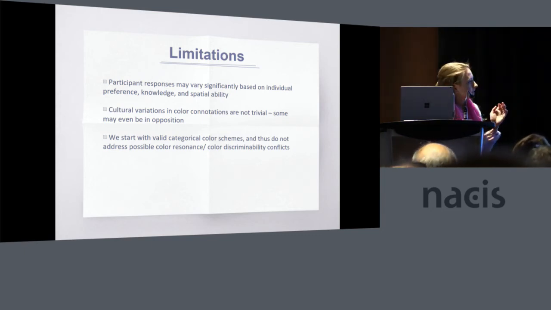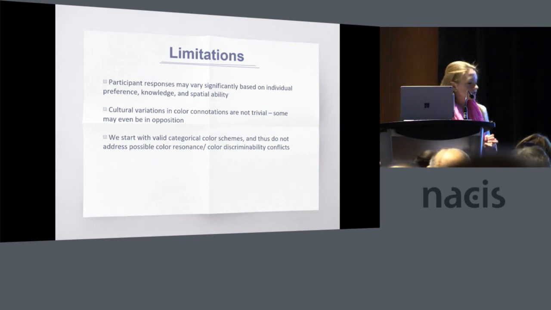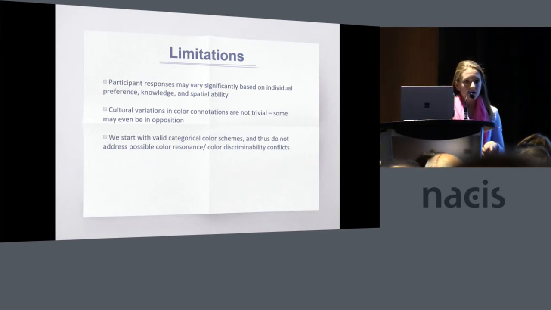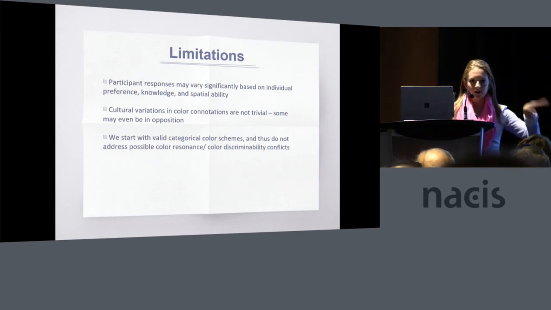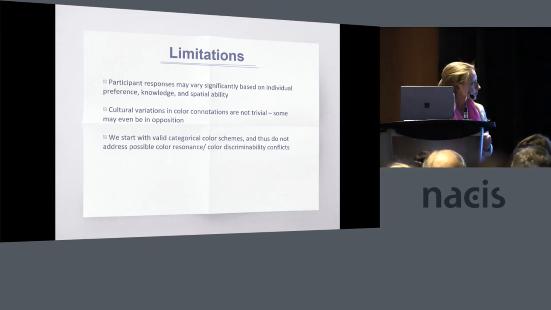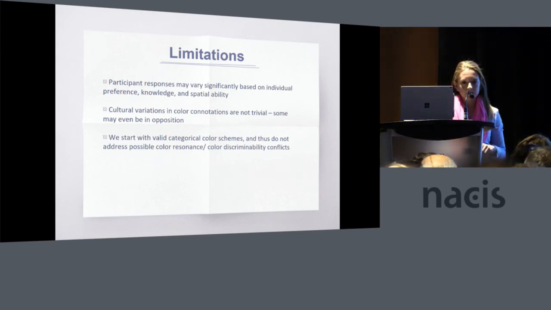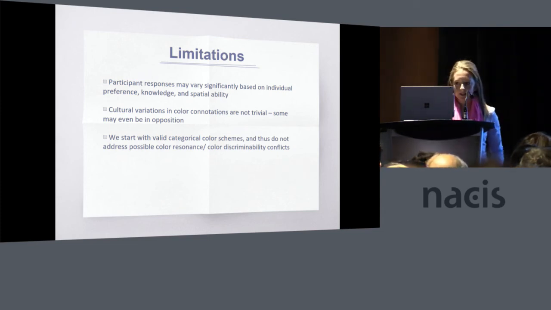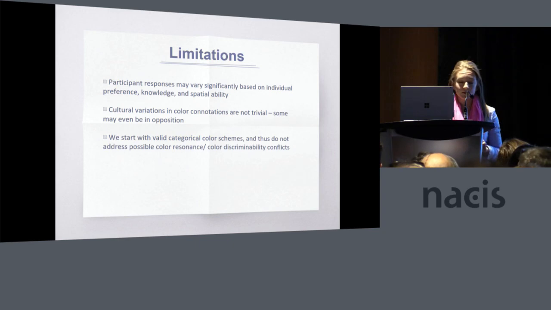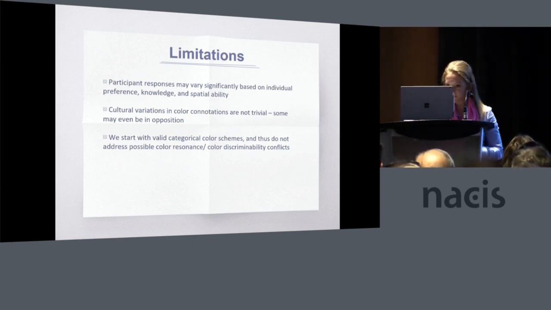I also want to note that cultural variations in color connotations are not trivial. For example, red is very different in different countries and different cultures, and even within the US, people have very assorted cultural backgrounds. We're also starting from valid categorical color schemes in this, so I think this is reasonable at this stage of the research, but I do want to acknowledge that the study will not address some definitely foreseeable conflicts between color resonance and other color assignment considerations like visual impairment and color discriminability.